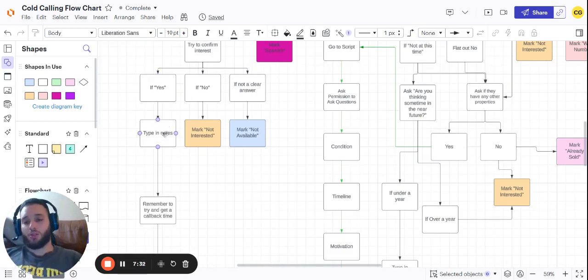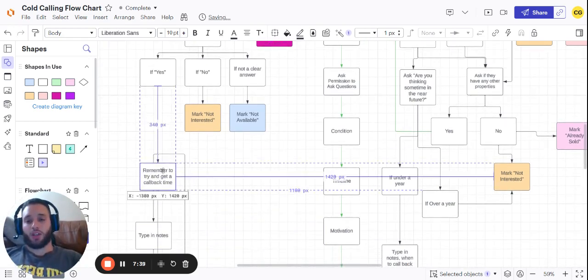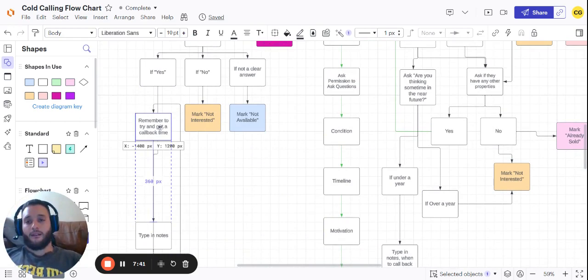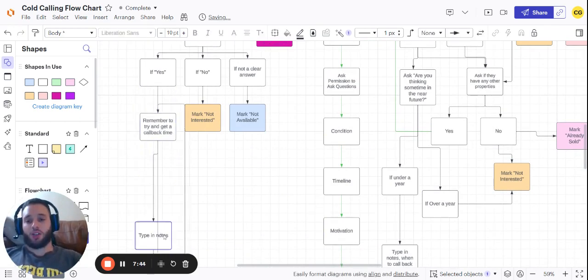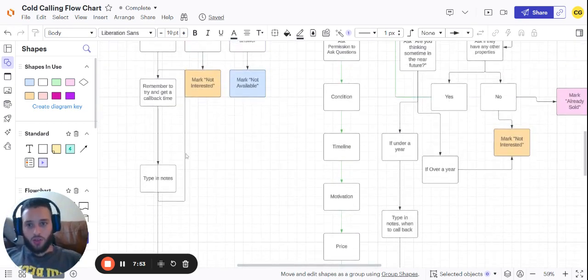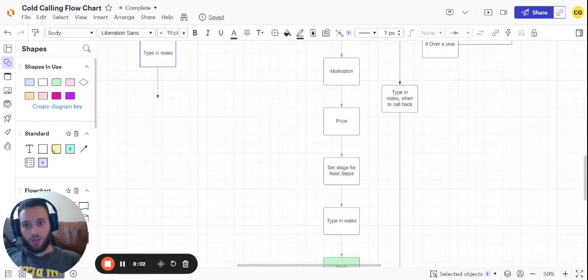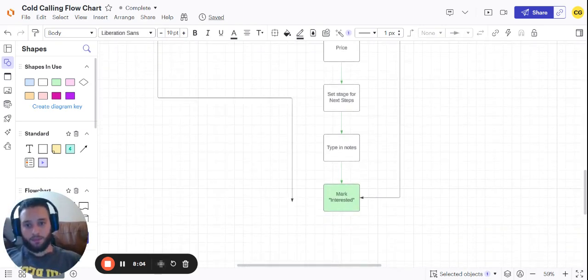Okay, so you would type it in notes, and actually this might even be flip flopped. So flip flop it real quick. Dang it, I kind of messed that up. What is wrong with this? Jeez Louise, why is that so weird? Sorry.